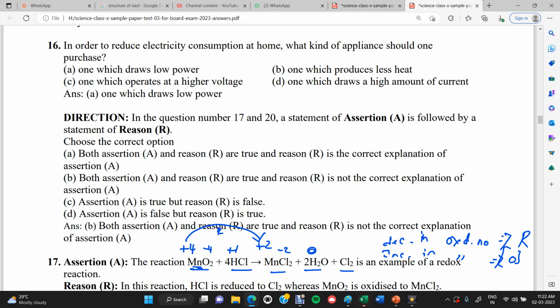Here also it is getting reduced. How is it possible? Here also it is getting reduced. So this goes from +1 to 0. So what happens? Reduction happens. But on the other hand, we can say that addition of oxygen has taken place in the hydrogen, so we can say that it is an oxidation reaction.